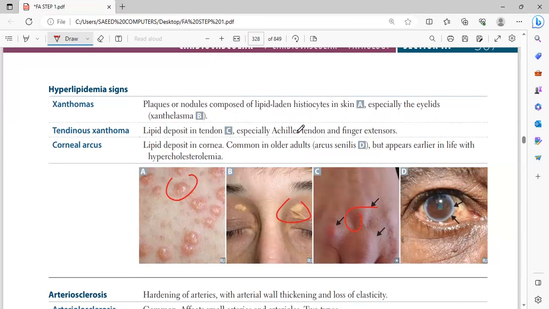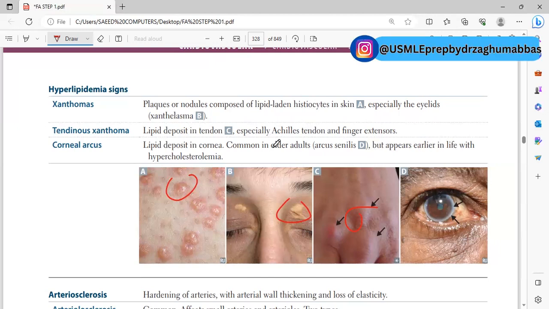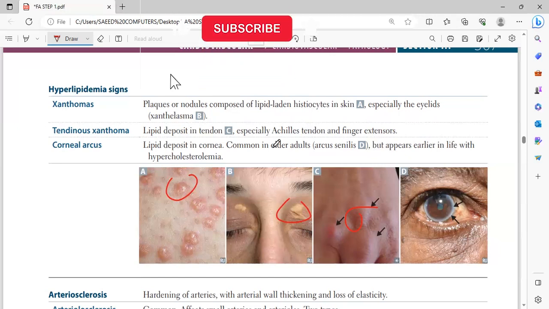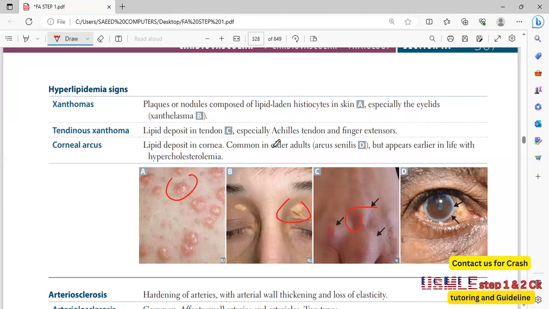Next is the corneal arcus. It is lipid deposit in the cornea. It is common in older adults, that is arcus senilis, but appears early in life with hypercholesterolemia. So guys, please focus on the copper ring, that is the Kayser-Fleischer ring, which is also given in the cornea. See the difference between the ring present in copper disease and the one given in corneal arcus.